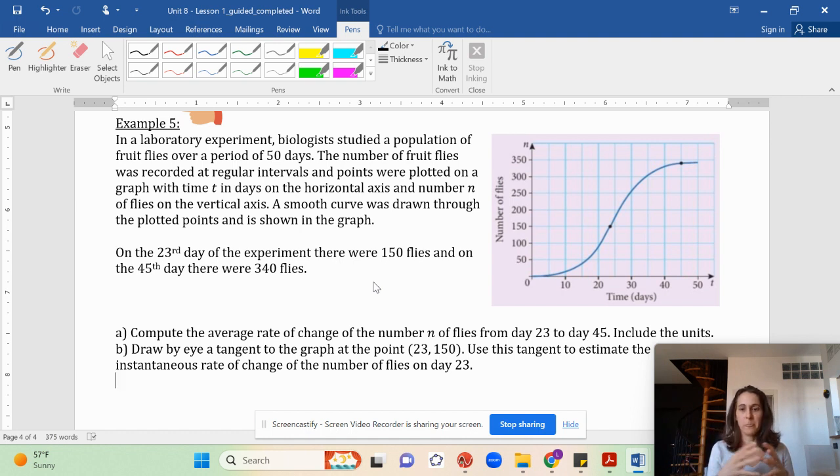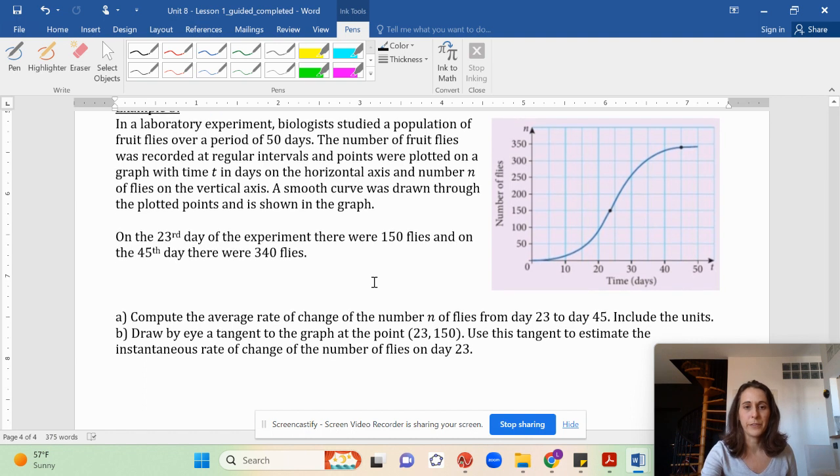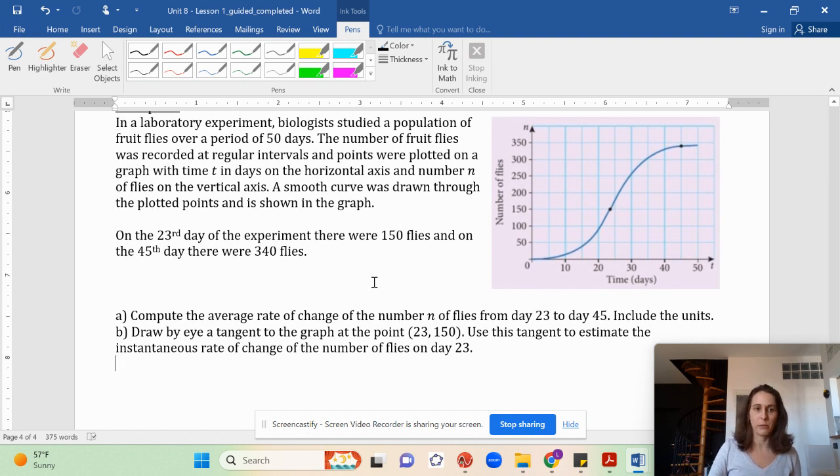Probably there's some limited area, so the number of flies will start to grow, and then they run out of room, or they have some limiting capacity, and then start to stabilize at, it looks like, around 350 flies. They gave us on the 23rd day, there are 150 flies, and on the 45th day, there are 340 flies. So those are actually two ordered pairs: (23, 150) and (45, 340).